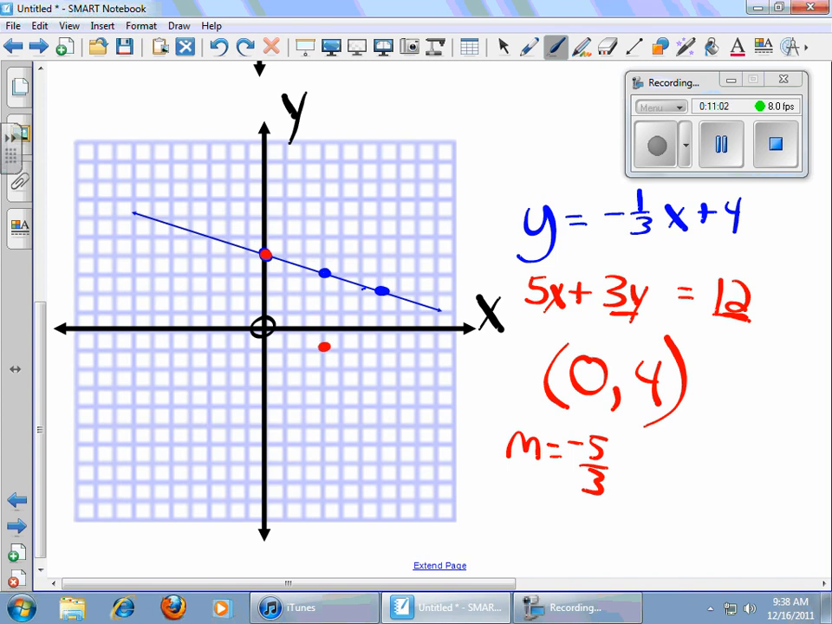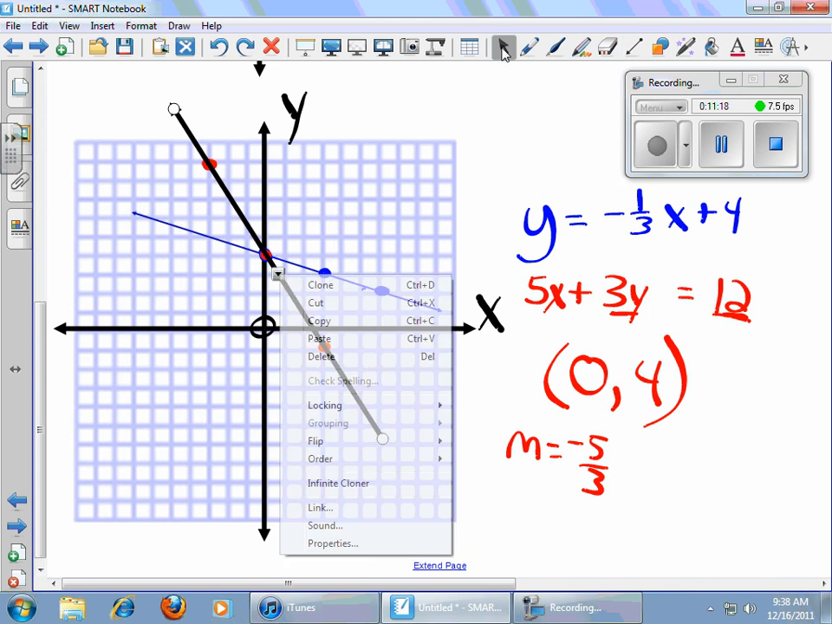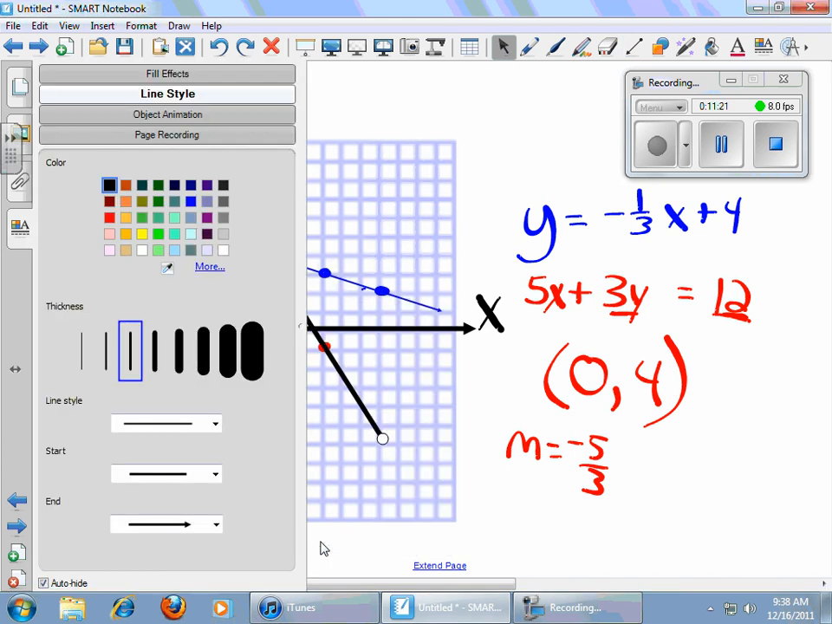Right, up 1, 2, 3, 4, 5, back 1, 2, 3. All right. Again, it's going to be a solid line. Okay, 1, 2, 3, 4, 5, 1, 2, 3. And it should be pretty obvious. Turn it into an actual line and not an array here.